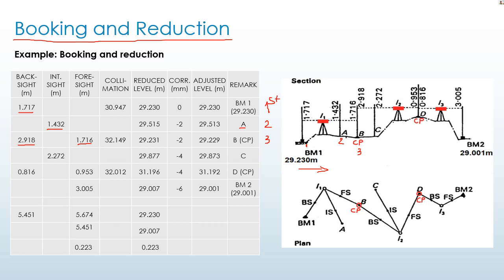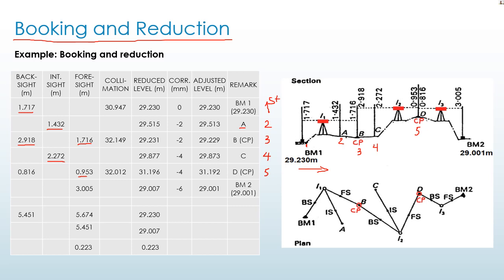And with setup number 2, you start with the backsight reading to point B, and then you move the staff to point C to carry on the survey. So that's point number 4. And the reading for C is 2.272. The next point is point D, number 5. You have the foresight for point D.